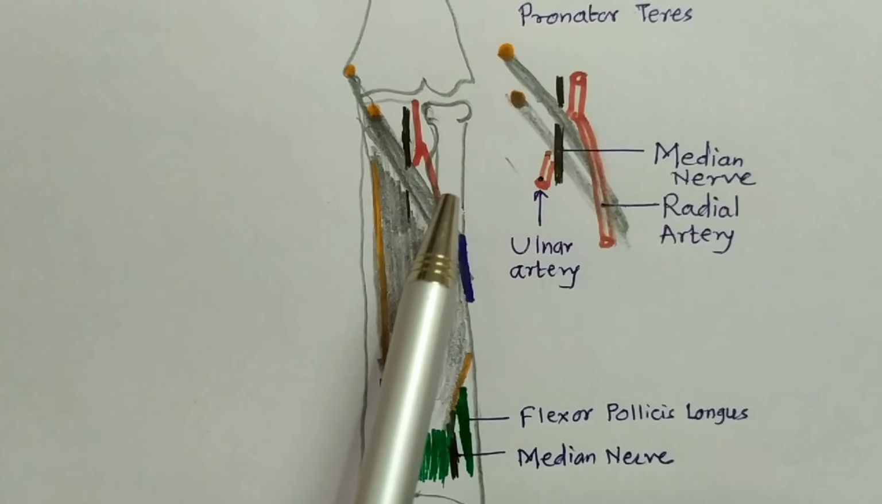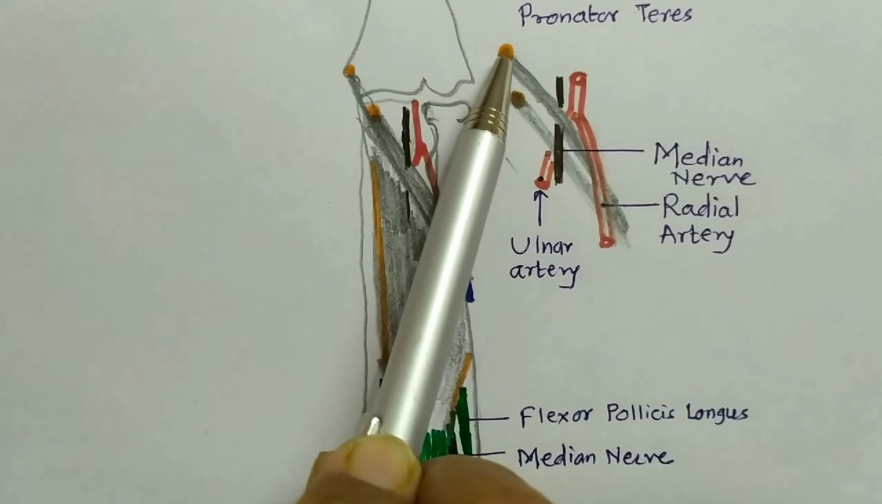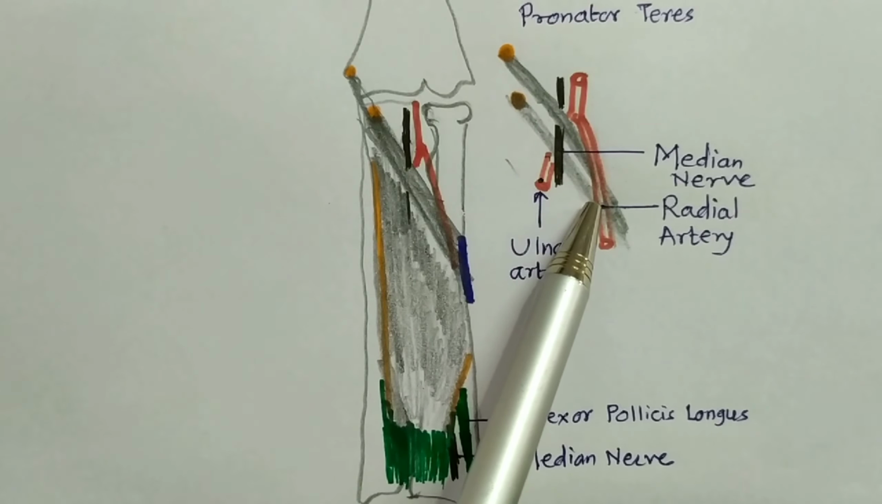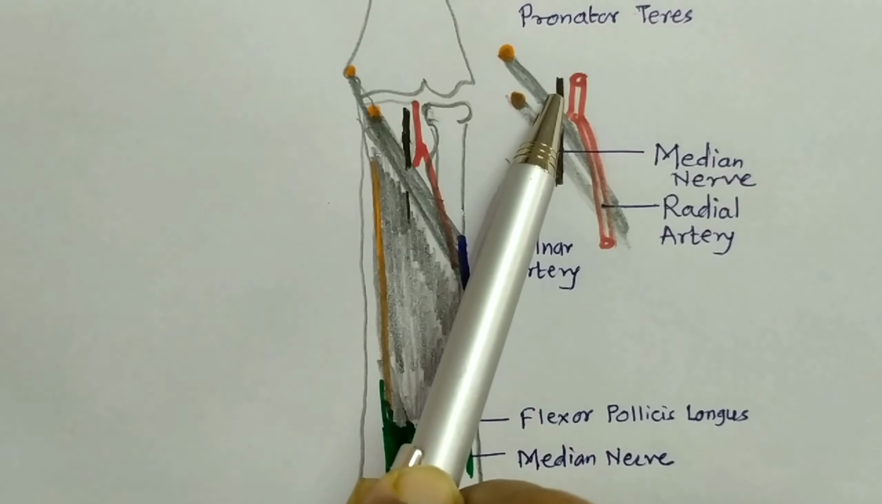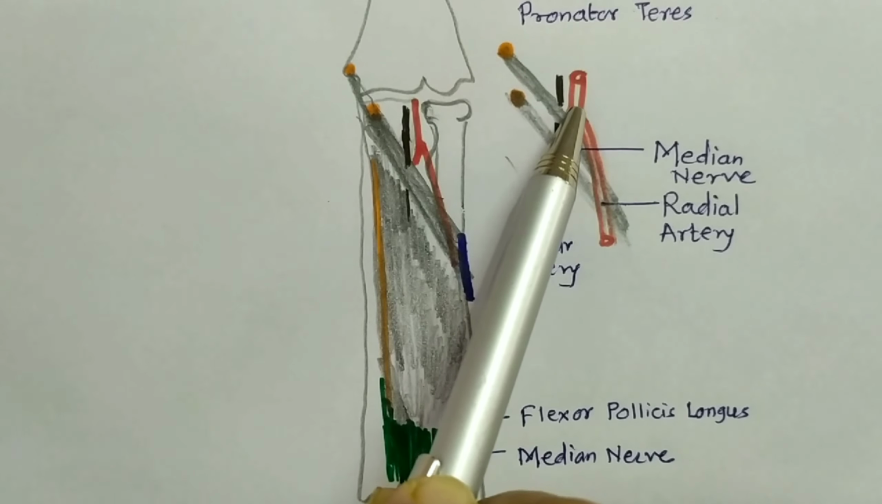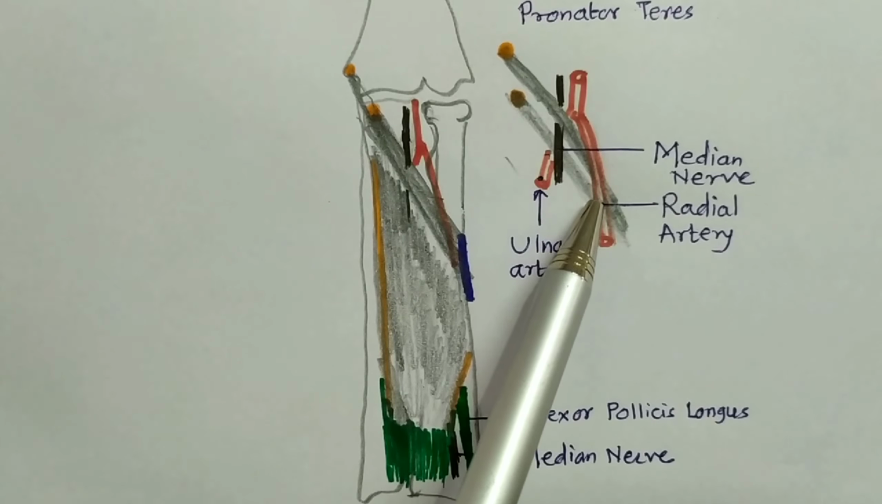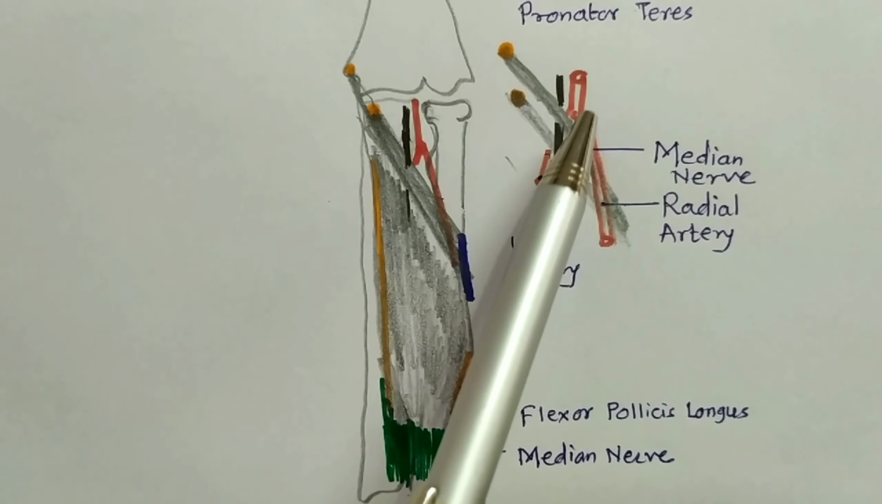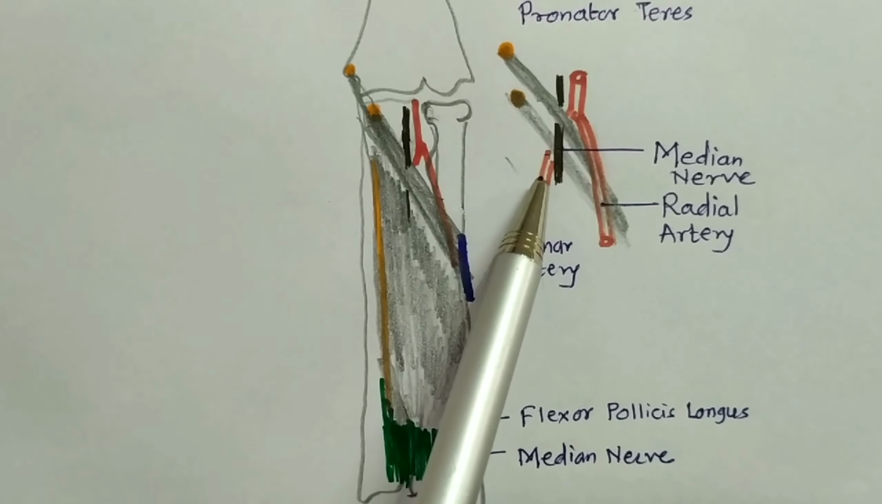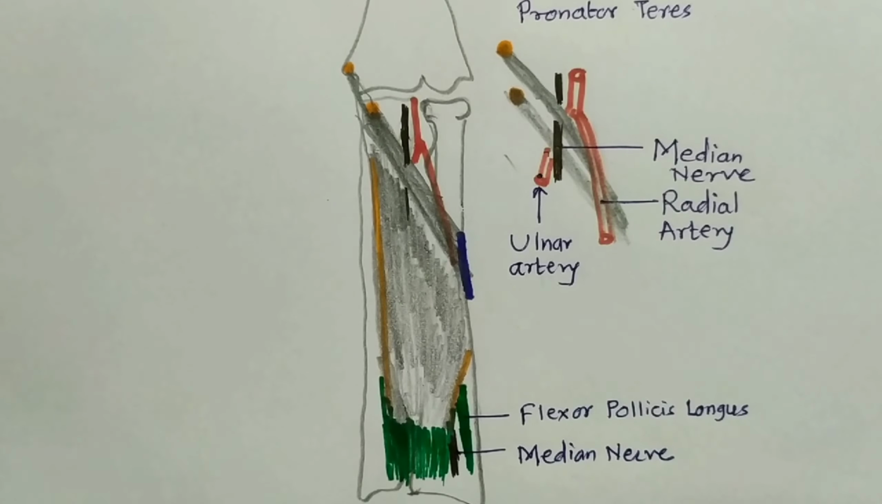So pronator teres muscle consists of 2 heads, superficial head or humeral head and deep head or ulnar head. The median nerve passes in between the 2 heads, while radial artery, which is terminal branch of brachial artery, lies superficial to superficial head. The other terminal branch of brachial artery is ulnar artery, and the ulnar artery passes deep to the deep head. The pronator teres muscle causes pronation of forearm.